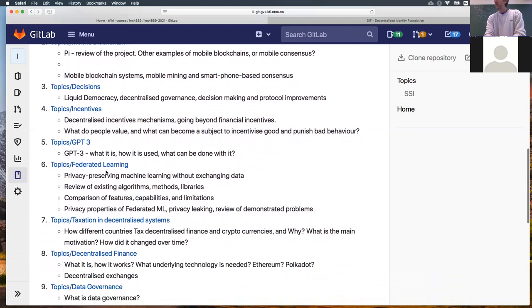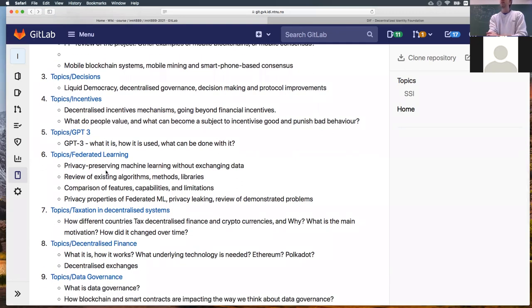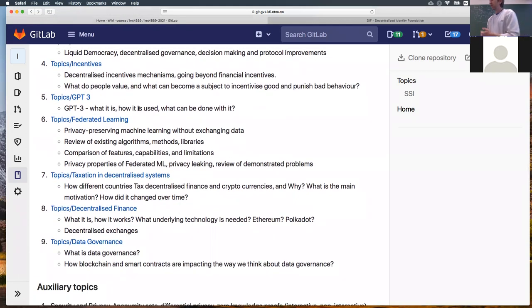So then the third one is decisions. We covered that last lecture. So we talked about ways of making decisions and fairness and how we can achieve consensus. So this is relatively well-defined. The fourth topic is about incentive systems. So what is that?